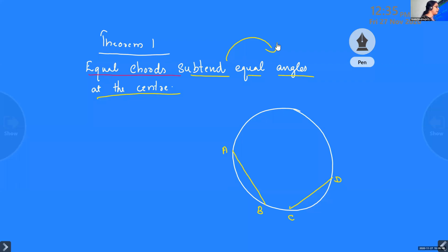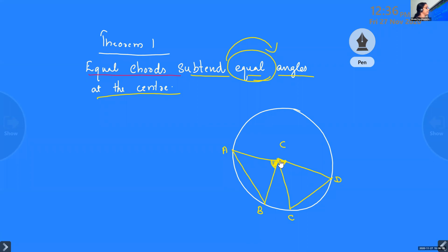We have to prove that these chords subtend angles. Where? At the center. So these chords will subtend angles at the center. There are two chords, so obviously they will subtend two angles at the center. Clear, children? And what we have to prove? We have to prove that they subtend equal angles. So these two angles are equal. That we have to prove.